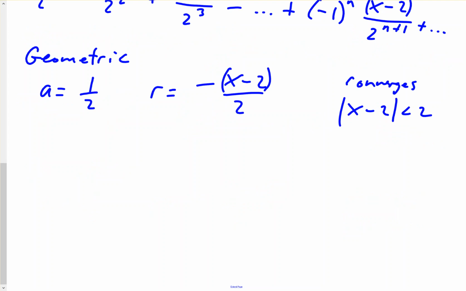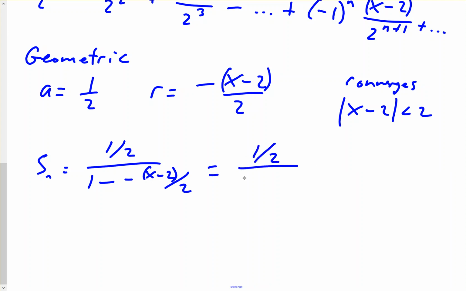And to come up with the sum, we would have 1/2 over 1 minus r, which is the same as 1/2 over, and we have double negatives, so 1 plus x minus 2 over 2.